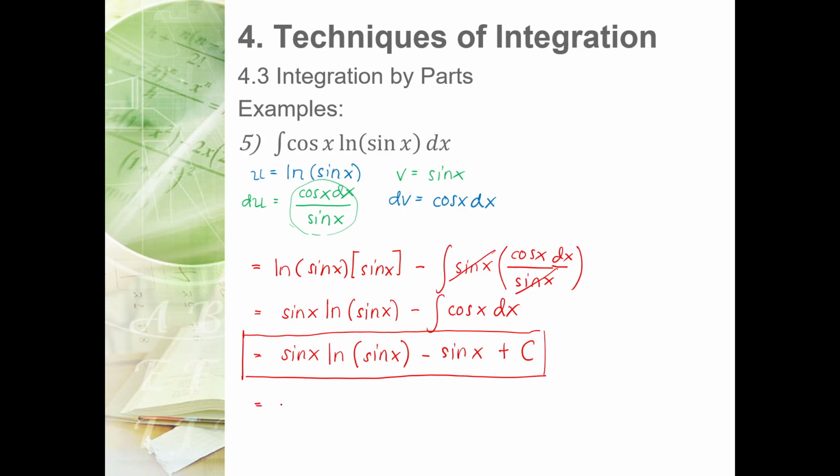Or again, if you want to factor out sine x, it's up to you. That can also be the answer, ln sine x minus 1. It will depend on how you want your final answer to look. If you want to simplify even further by factoring similar terms, that's okay with me. If you want to box the final answer, that's also okay, as long as there are no terms to be eliminated or simplified. Alright, so questions?